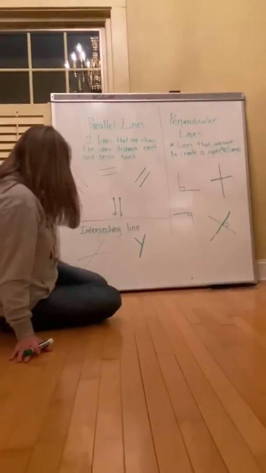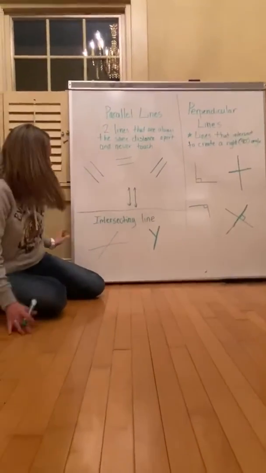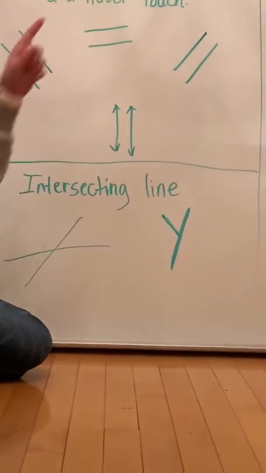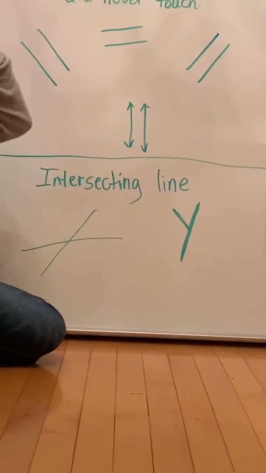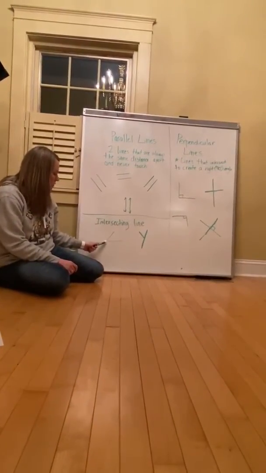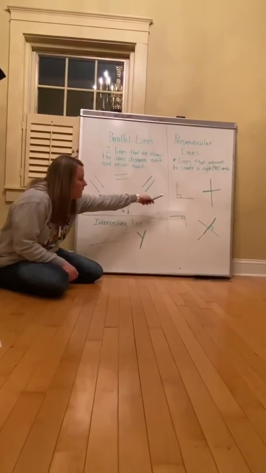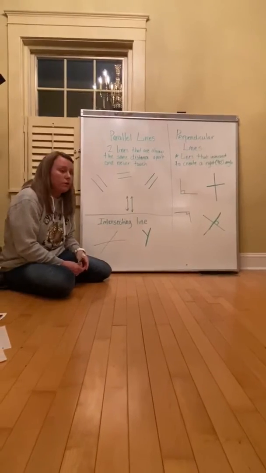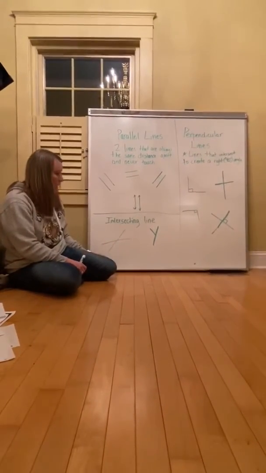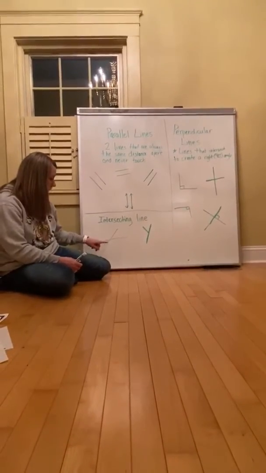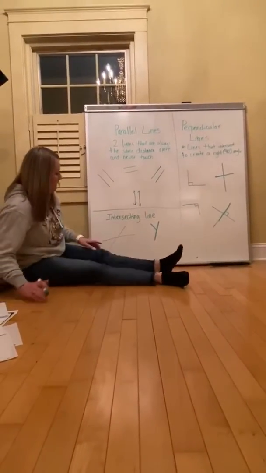Now, the last lines I want to talk about are the intersecting lines. These are similar to perpendicular lines, and the two of them can be confused quite often because these two lines also meet at a point. The perpendicular lines meet at a certain point, but that point creates the 90-degree angle. The intersecting lines do not create the 90-degree angle. They just meet each other at a certain point.